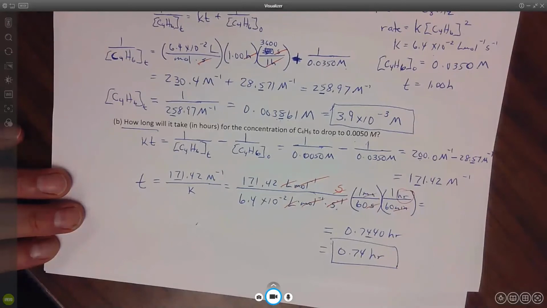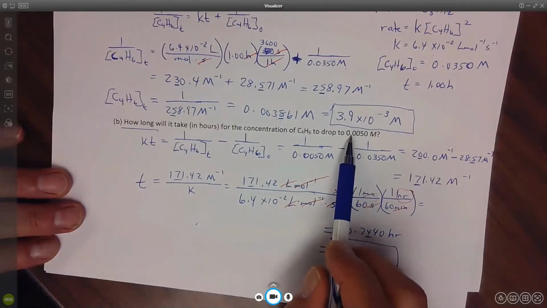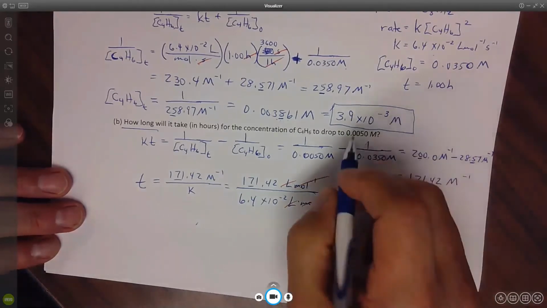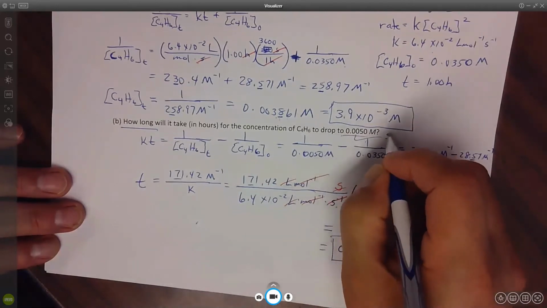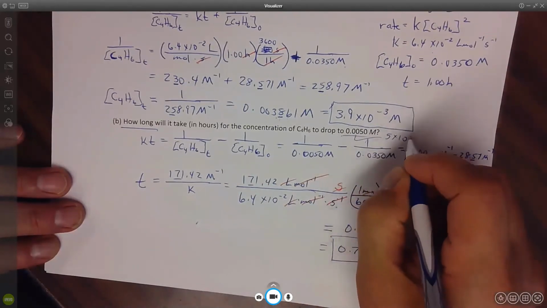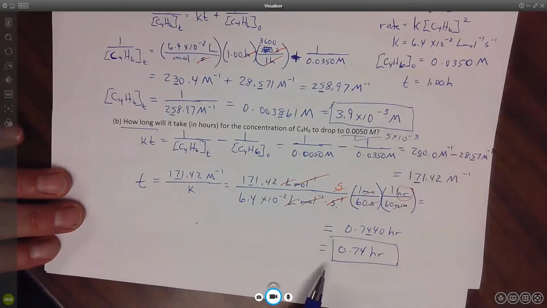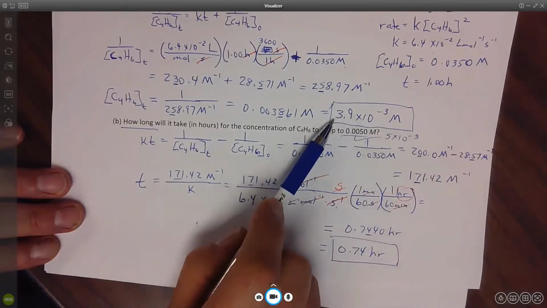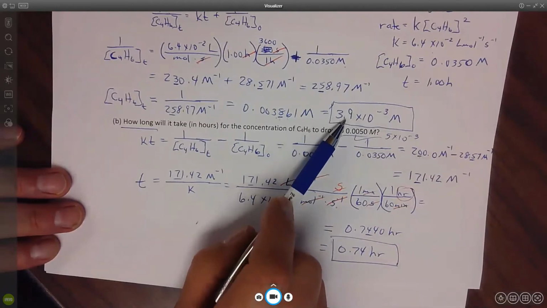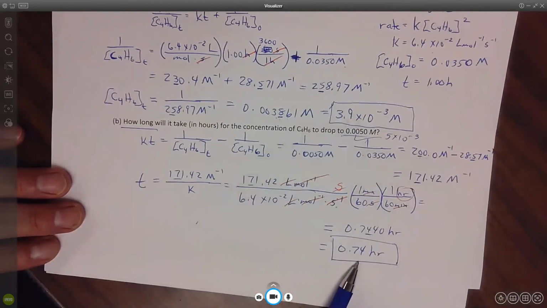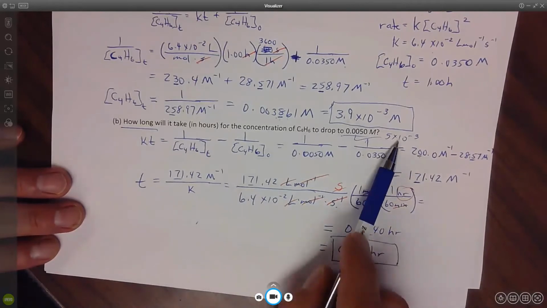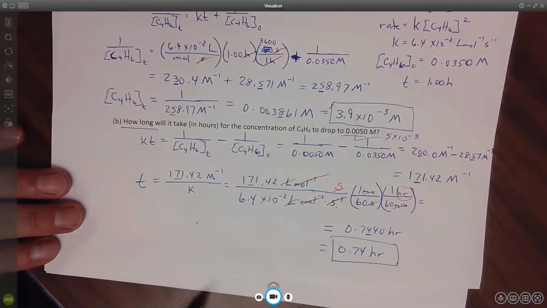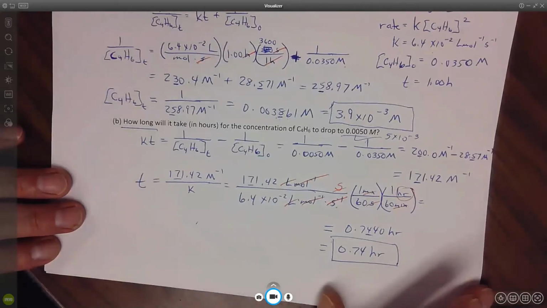Then you could always ask yourself, does it make sense, right? This number here is 5 times 10 to the -3, and it took an hour to get to 3.9 times 10 to the -3. So if this is less than an hour, then yeah, that makes sense, right? So you could always do these self-checks. Okay, any questions about that good stuff?